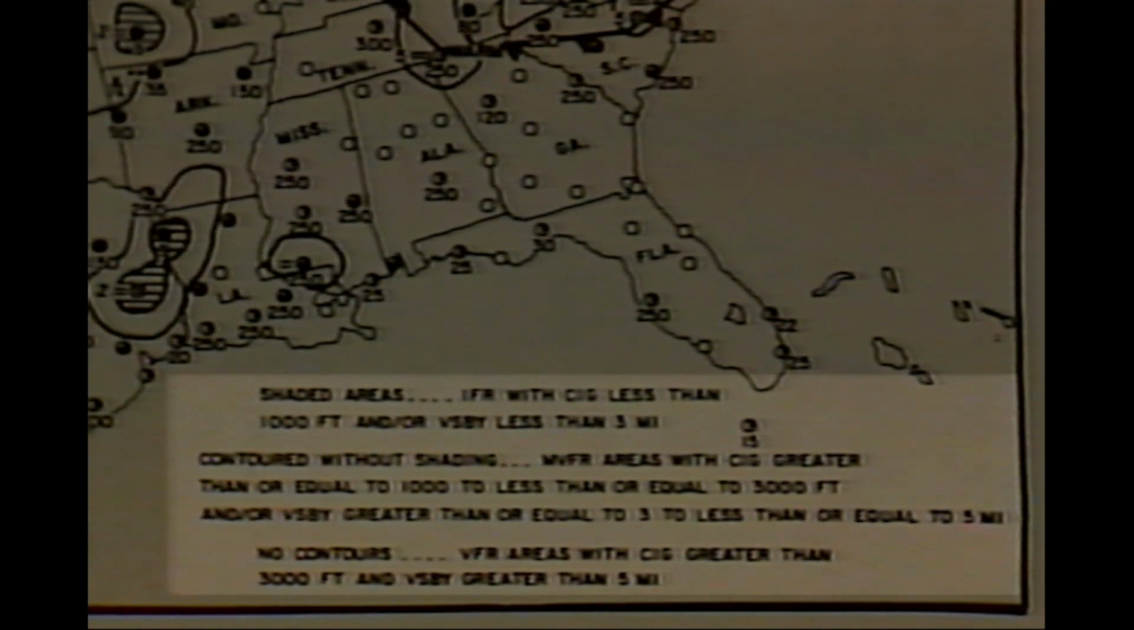The weather depiction chart is computer prepared from surface observations to give a broad overview of observed weather conditions. It's really a good place to begin a weather briefing because it gives a general overview of the actual weather as of the valid time on the chart. The legend on the chart indicates what the shading and contoured areas show. Shaded areas are IFR, or less than 1,000 and 3, and the contoured areas are marginal VFR, or ceiling from 1,000 to 3,000 feet, and visibility from 3 to 5 miles.